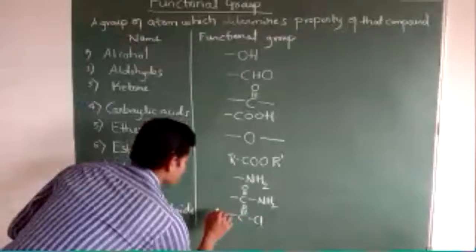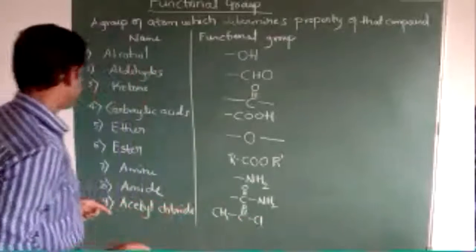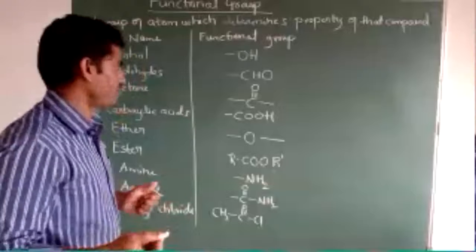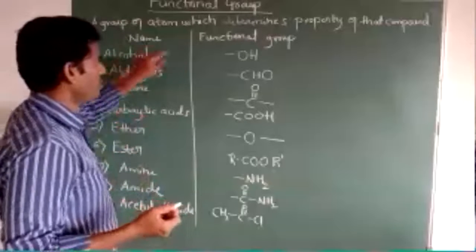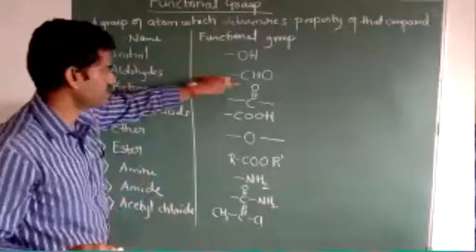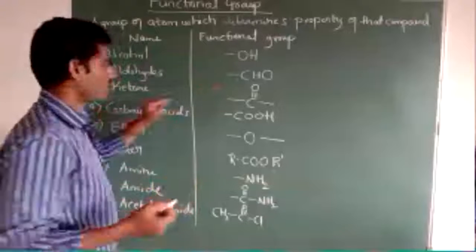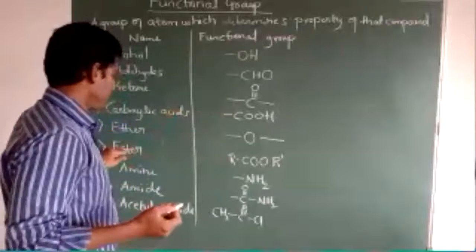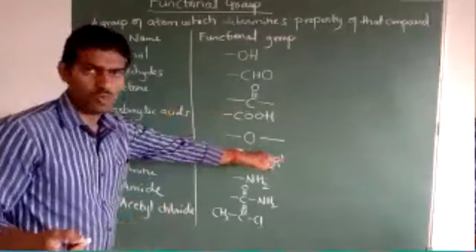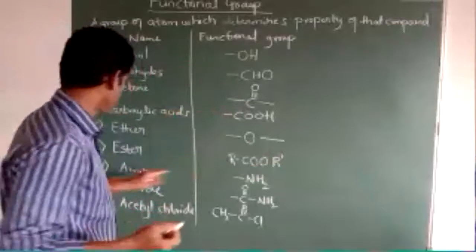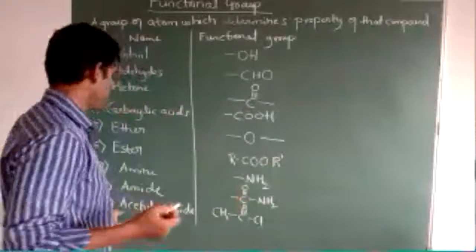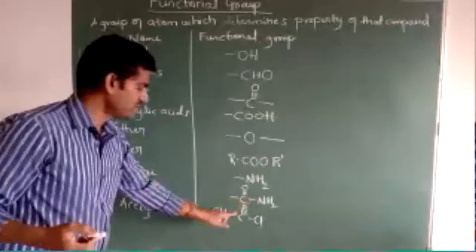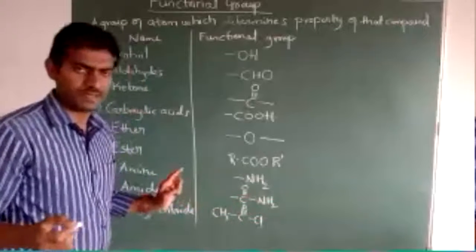The name of this compound is what? Acetyl chloride. So here from 1 to 8, those are very, very important from the point of view of exams. What is the functional group for alcohol? That is OH. Aldehyde, CHO. Ketone, CO. Carboxylic acid, COOH. Ether, O. Ester, that is RCOOR. Amide, CONH2. And acetyl chloride, that is CH3COCl. Understood?